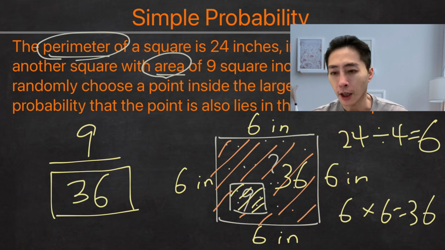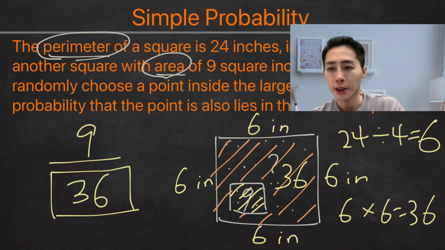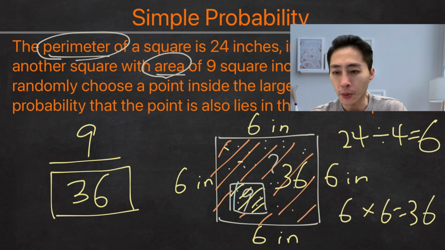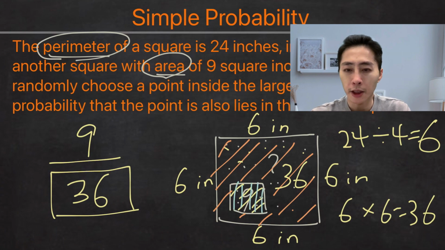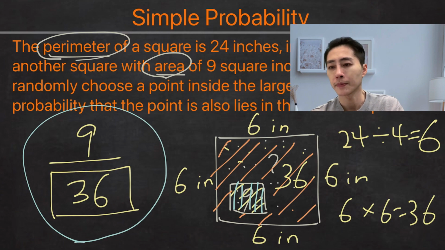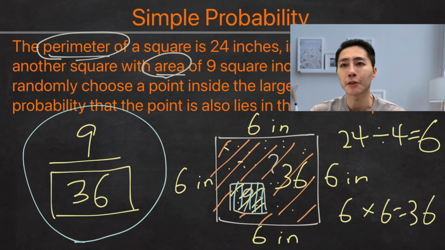So this means that out of the area of 36 square inches, the chance of us choosing any point inside the larger square and landing inside of the smaller square is 9 out of 36. So these are 4 examples of how you will find probability. You want to first find out the outcome, and then what is it that you're finding the probability of? Place that in the numerator, and then you will have your outcome.